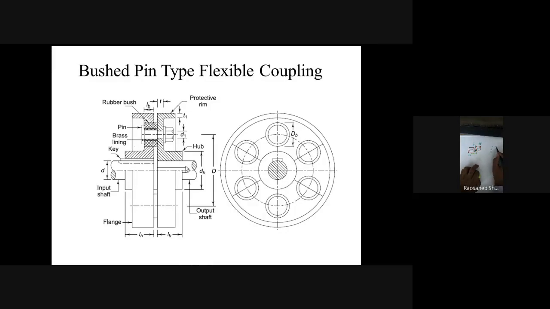here again I draw another diagram, which is called axial misalignment. So this is the axis. Here you can see the distance is delta, so that is lateral misalignment, and here this is the axial misalignment. So this distance is called axial misalignment of the shaft.